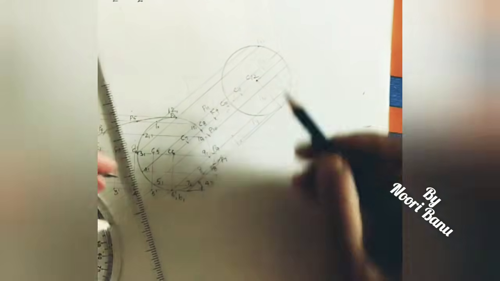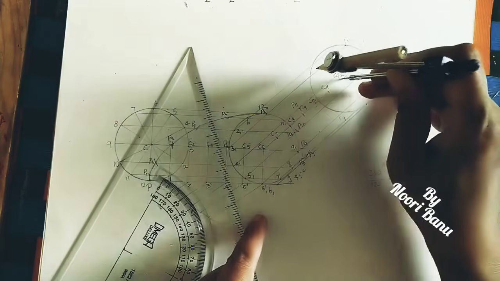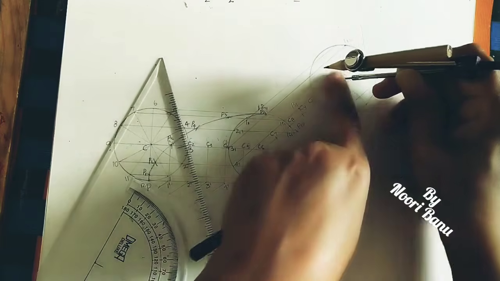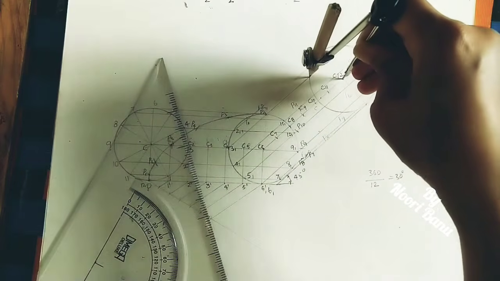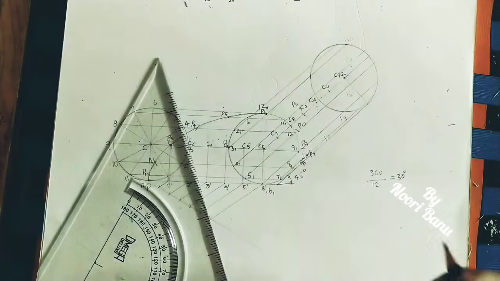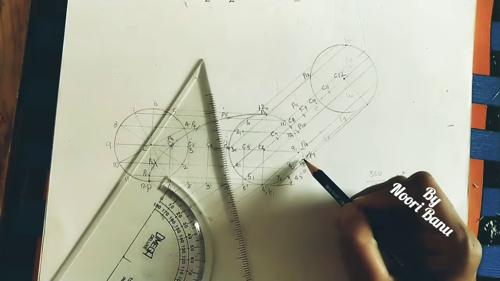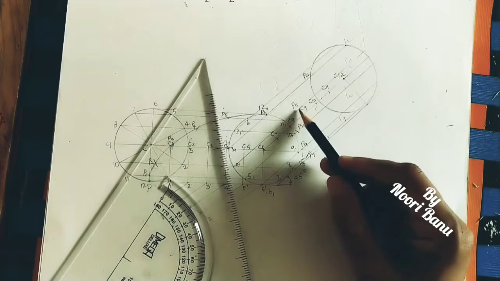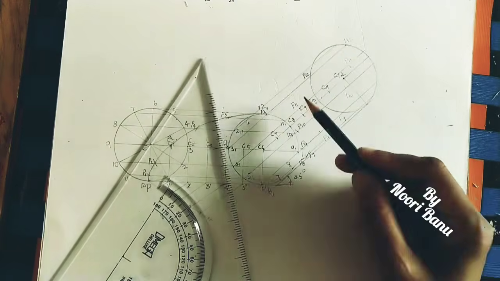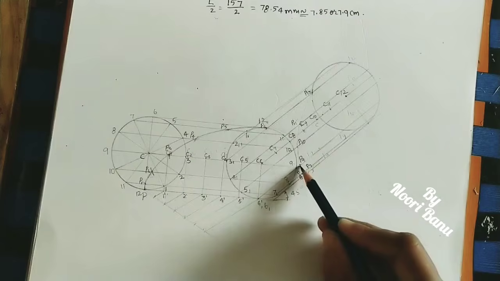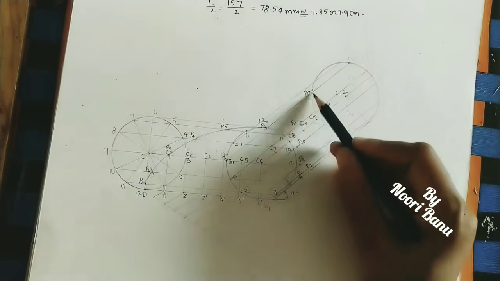After C11 take C12. So C12 center, do an arc on the 12th line. Where is the 12th line? So 3 and 12 are passing on the same line. So here you will get one point. So this point is P12. So here we got P7, P8, P9, P10, P11, P12. Okay, join all these points by using a freehand curve. Now here this is P7, this is P8, P9, P10, P11, P12.